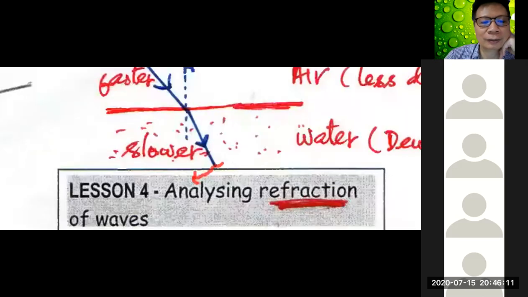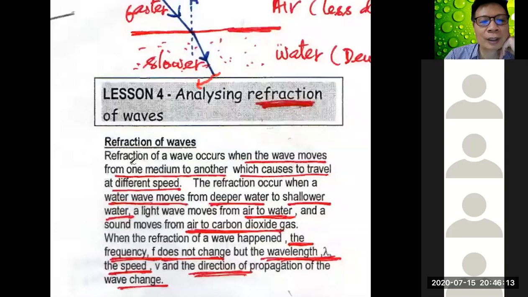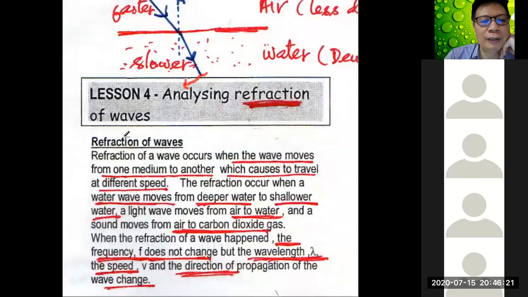Now look here. A lot of things here. You have to see, follow what I say. Refraction of wave: refraction occurs when a wave moves from one medium to another, which causes it to travel at different speed. I told you just now. When the wave experiences a change in the speed, refraction can happen. It will change direction because of the change in the speed.